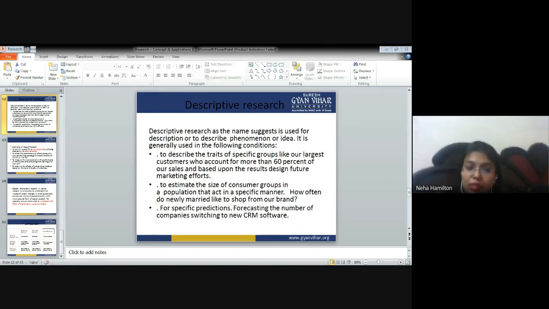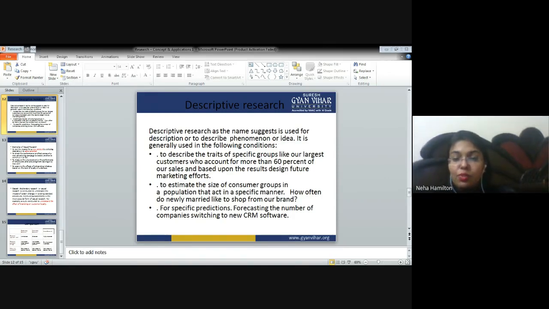Okay, so descriptive research, as the name suggests, is used to describe the phenomena or the idea. It is generally used in the following conditions: to describe the traits of specific groups, like our largest customers who account for more than 60% of the sales, and based on the result, design future marketing efforts. So this is an example of descriptive research. We have found out what the variables are, and then we are describing those variables.